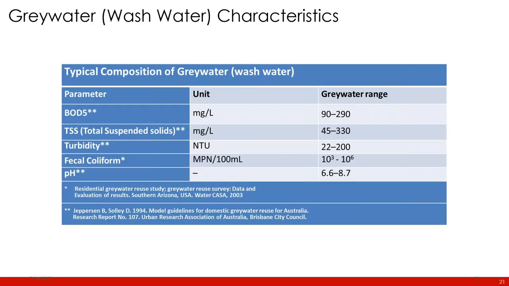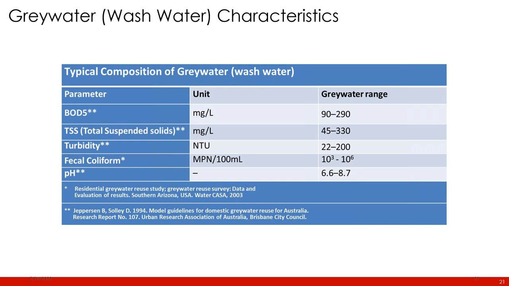If we look at the characteristics of gray water, that is of wash water in this circumstance, the total BOD typically is somewhere between 90 and 290, total suspended solids of 45 to 330, the turbidity is of this amount, the fecal coliform may be quite high, and this is the level of our pH. So basically what this indicates is that wash water to be used for flushing likely has to go through some treatment.